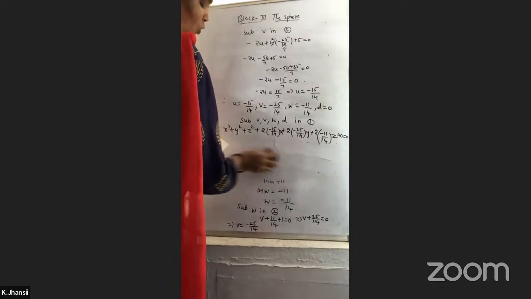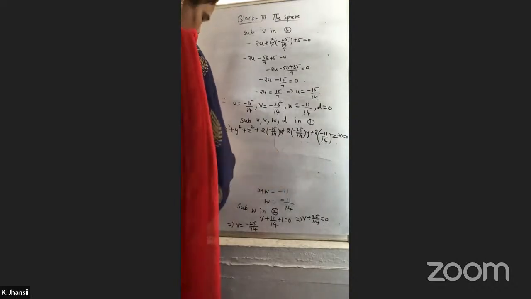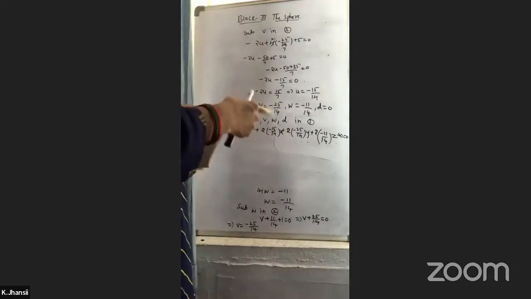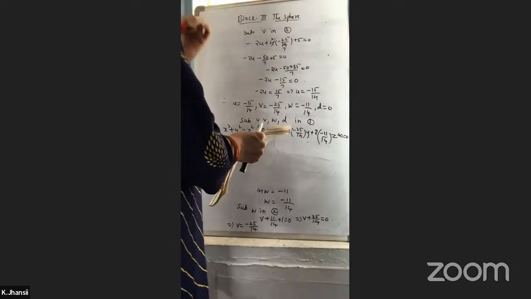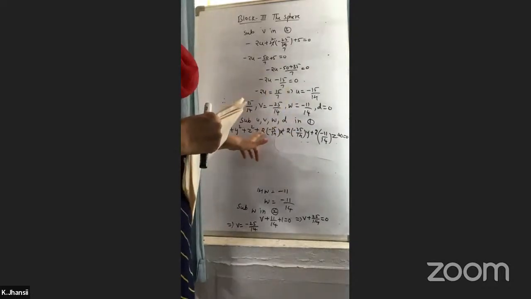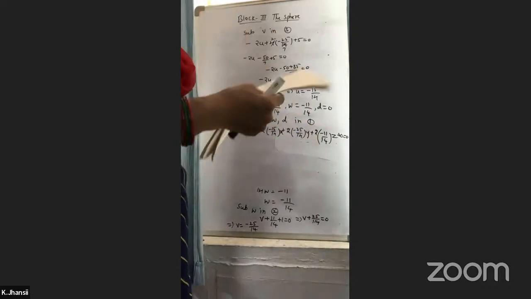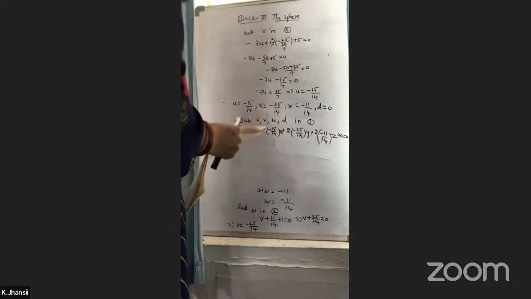So the 2 is there for all, no? If you want, you can cancel out. That is, you will get 2 into minus 15 by 7. So if you cancel out, you will get 7 here in the denominator. Or else you can keep it like that only.